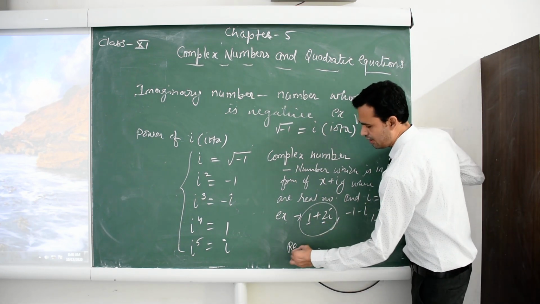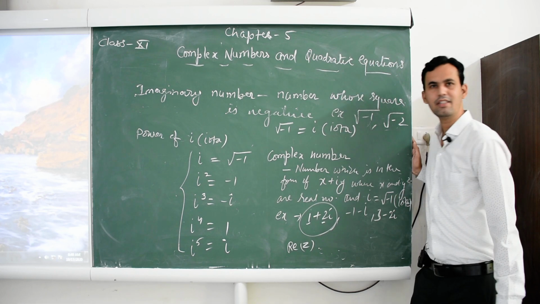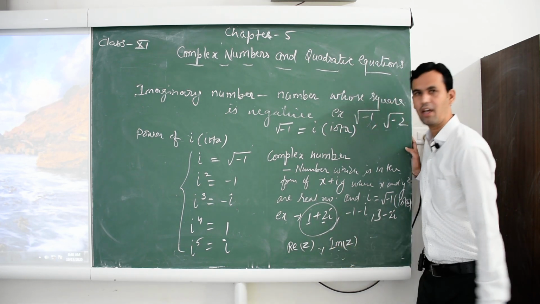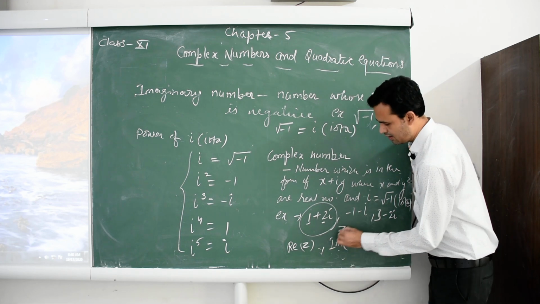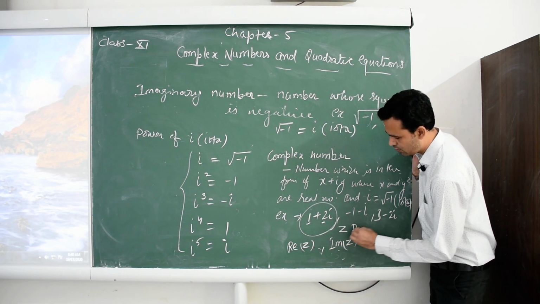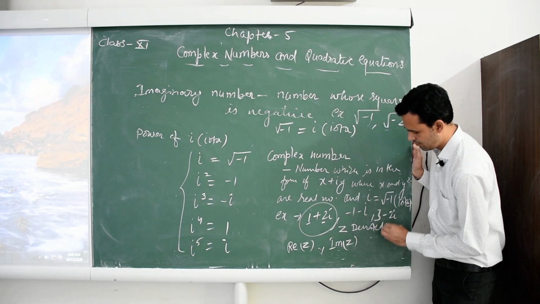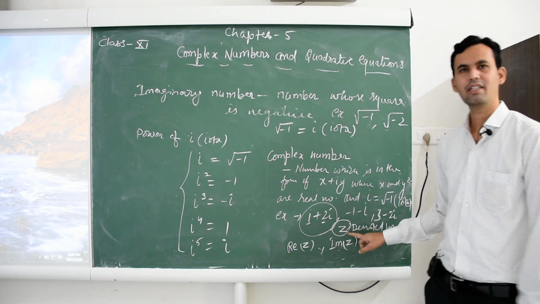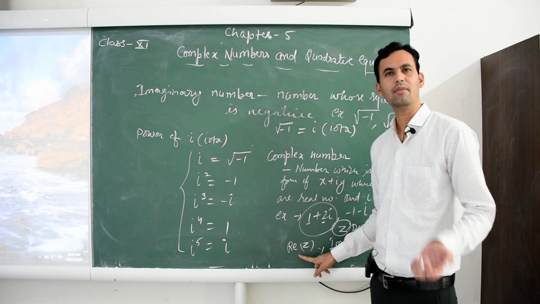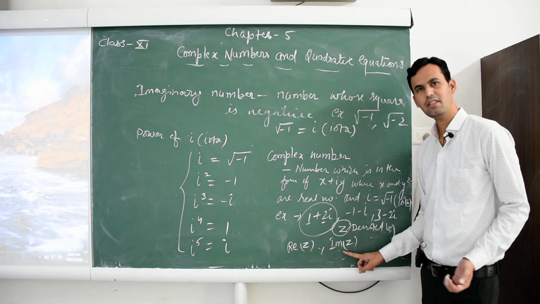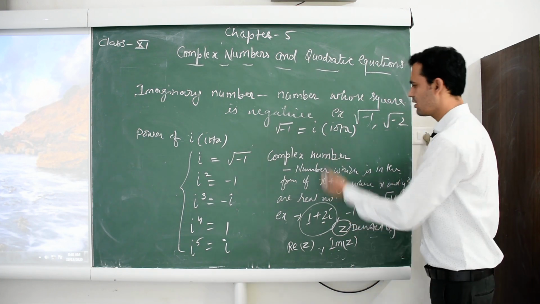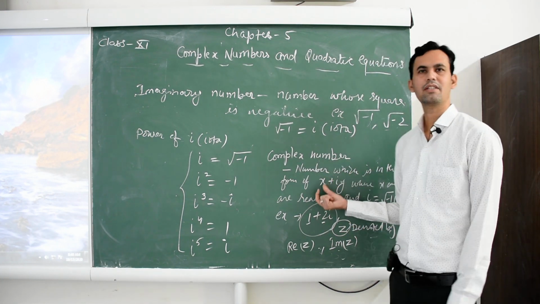In this, the real part is denoted by real z and the imaginary part is denoted by imaginary z, and the complex number is denoted by z. Real z means the real number, and imaginary z means the imaginary term of this complex number. So this is all about complex numbers.